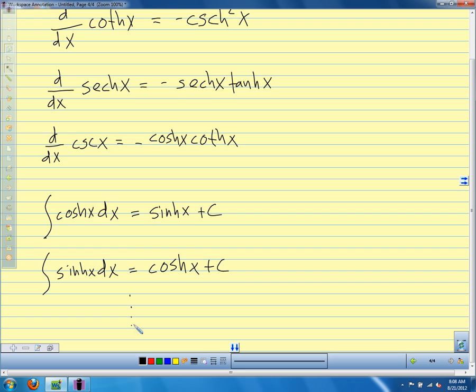If you guys want to read a little bit more about them. And on block day, we're going to talk about the inverse hyperbolic trig functions, page 392 to 395, if you guys wanted to look ahead a little bit.